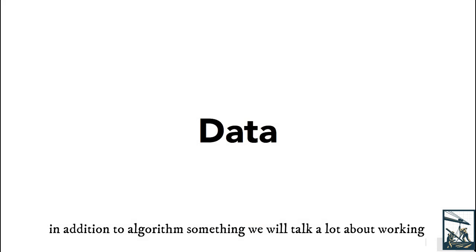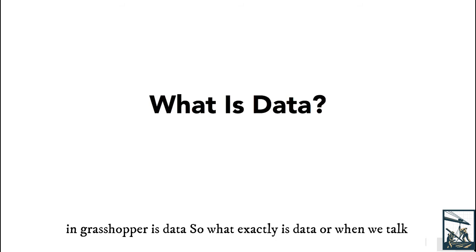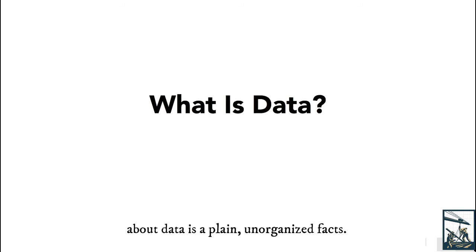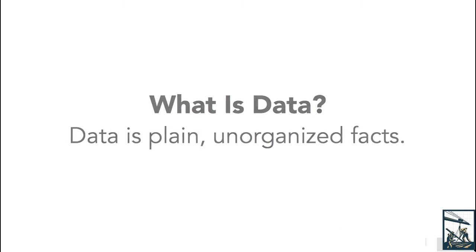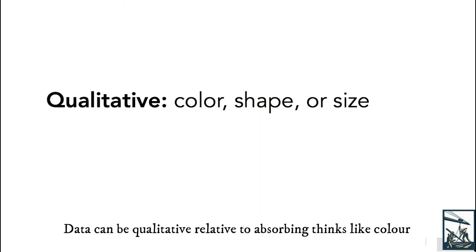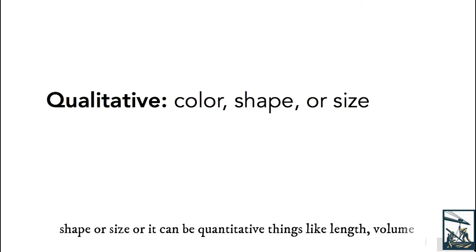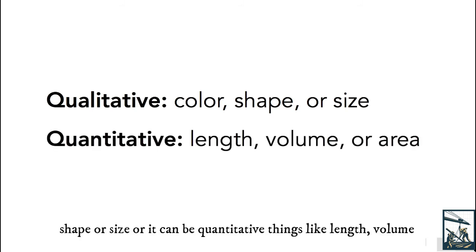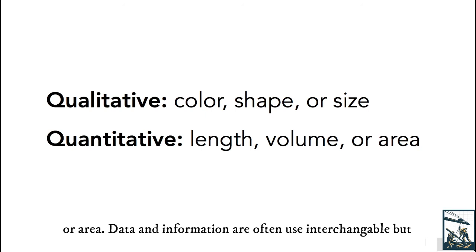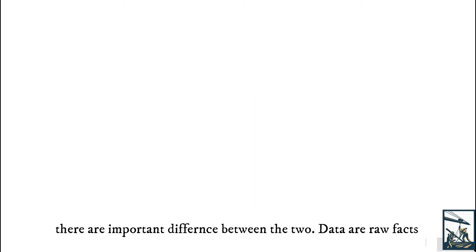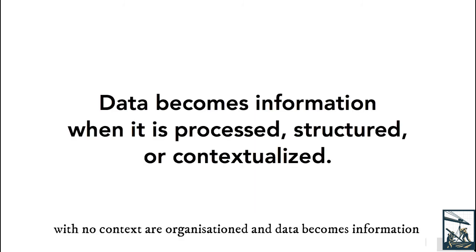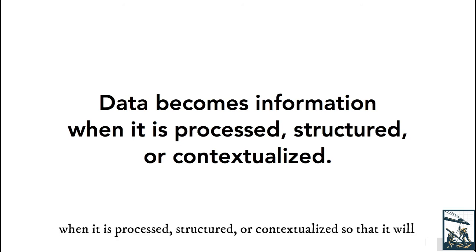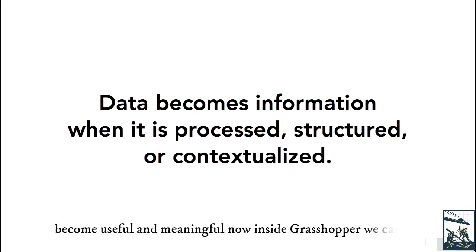In addition to algorithms, something we'll talk a lot about while working with Grasshopper is data. So what exactly is data? Well, when we talk about data, we're talking about plain, unorganized facts. Data can be qualitative, relating to observable things like color, shape, or size, or it can be quantitative for things like length, volume, or area. Data and information are often used interchangeably, but there are important differences between the two. Data are raw facts with no context or organization, and data becomes information when it is processed, structured, or contextualized so that it becomes useful and meaningful.